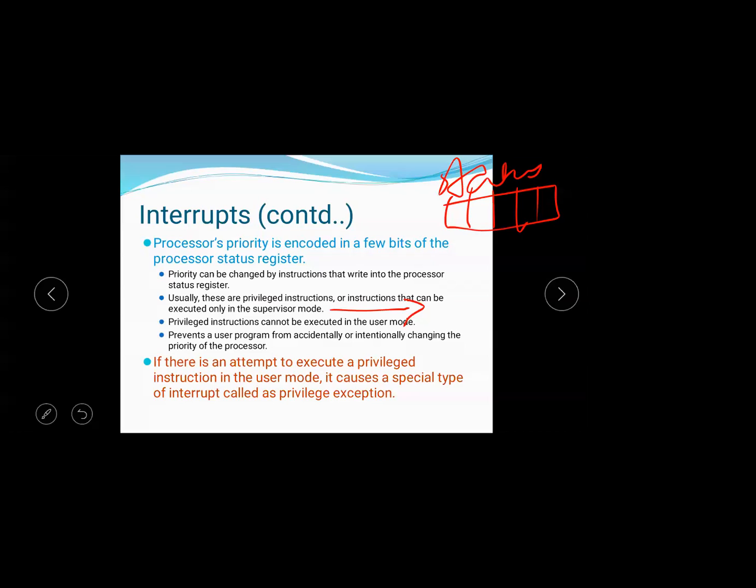The processor is used in two modes. One is user mode, another one is supervisor mode. User mode and supervisor mode. The processor executes in two modes. The processor executes the user written programs in user mode. When the processor executes programs related to user written programs, they are executed in user mode.